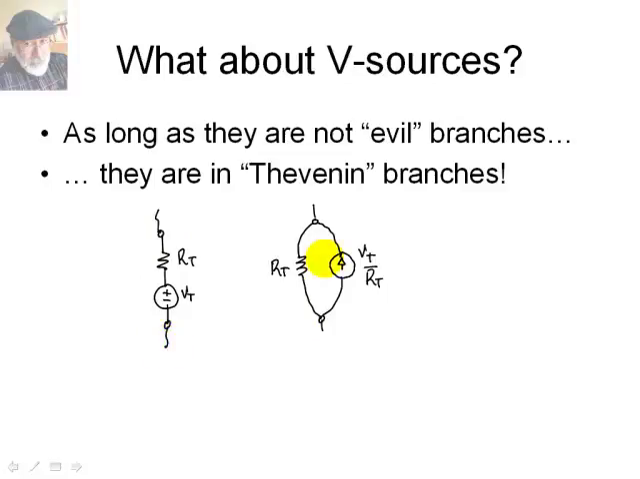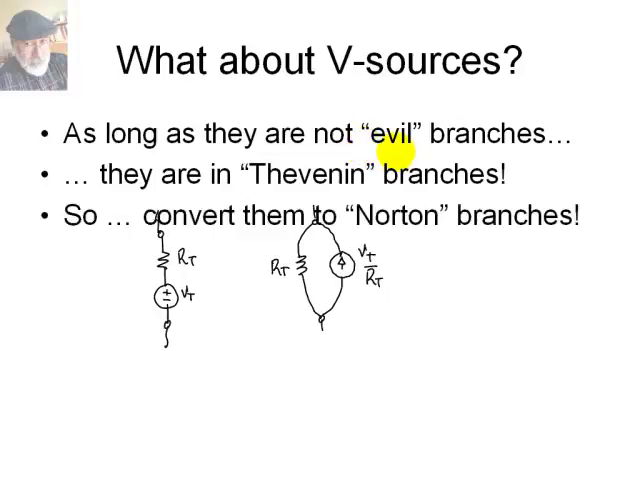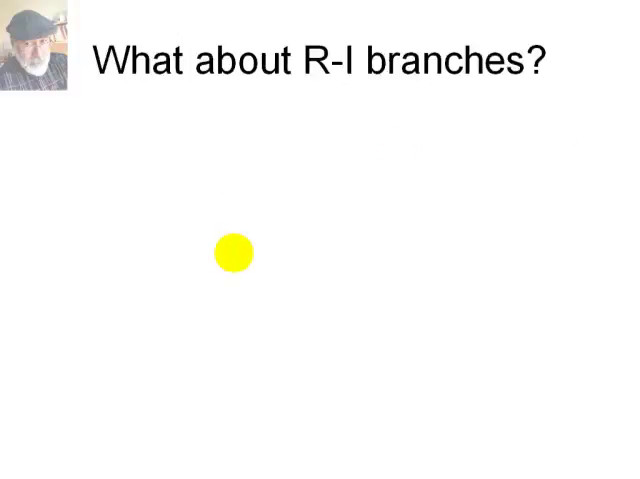And now we can use the method that we've seen. Not if the branch is evil. If the branch has only a V source, we cannot use this inspection method. So we convert all of them to Norton branches. That is what we're going to do.